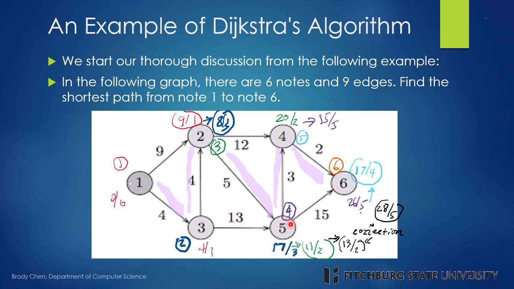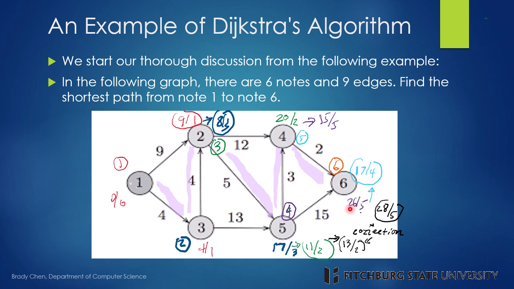So then choose. This one is 20, and this one is 11. Obviously, 11 wins. I will visit number 5. Visit, then update the neighbors. So 11 plus 3, I get 15. Between 15 and 20, for number 4, I update to 15 through 5. And then still update here. So 11 plus 15, I get 26 through 5, tentatively.